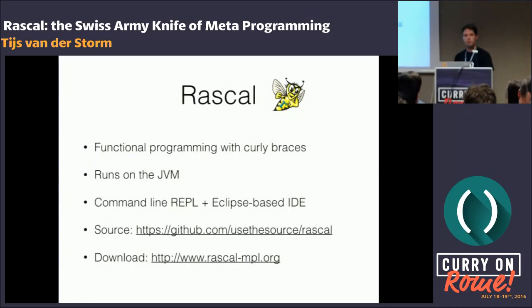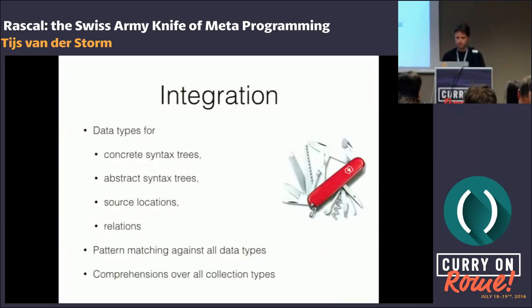We have a command line REPL. We also have an IDE based on Eclipse. You can download it if you want. The source is on GitHub, and we have an update site for Eclipse. And downloading the command line version is just a single jar. So if you hate IDEs, you can still use Rascal.